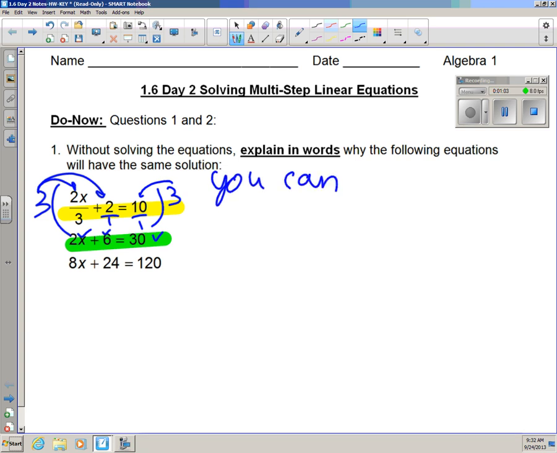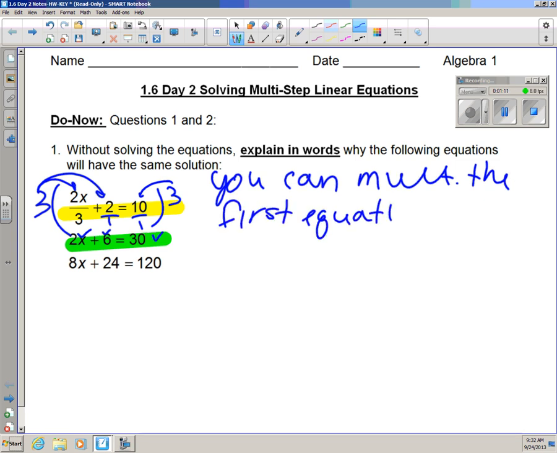You can multiply the first equation by 3 to get the second.